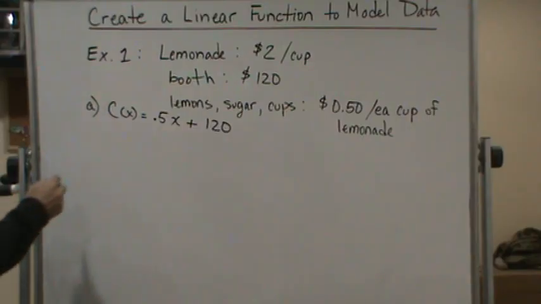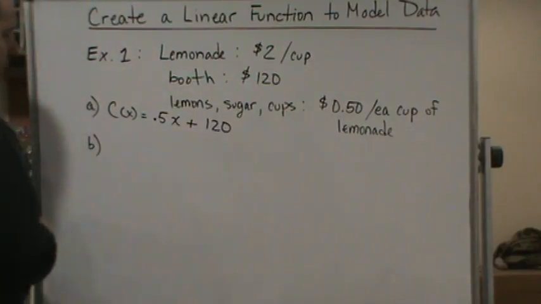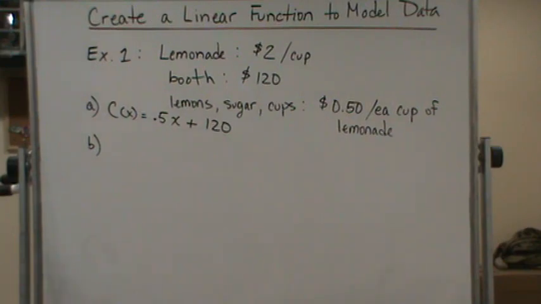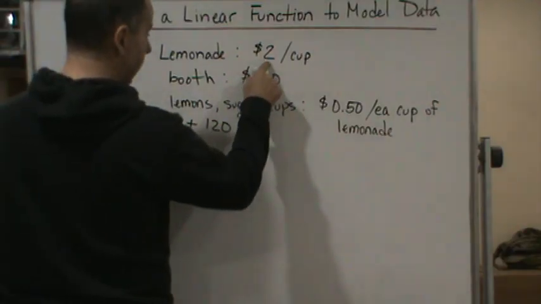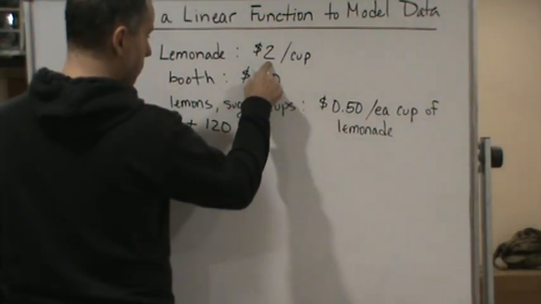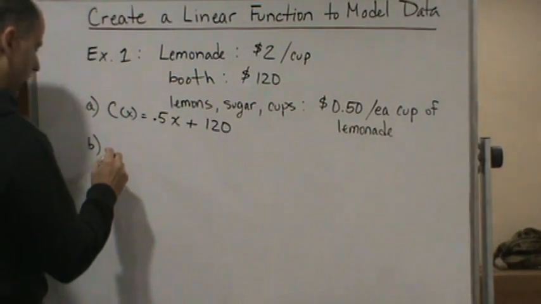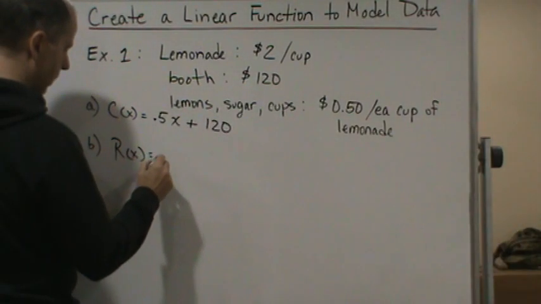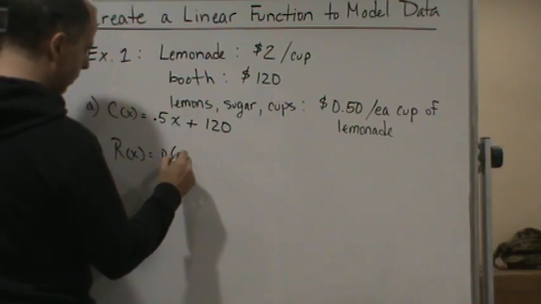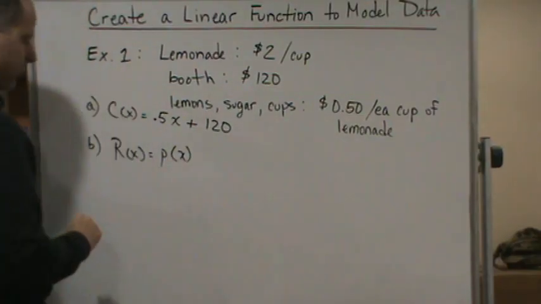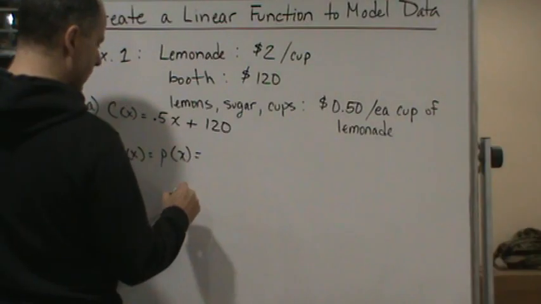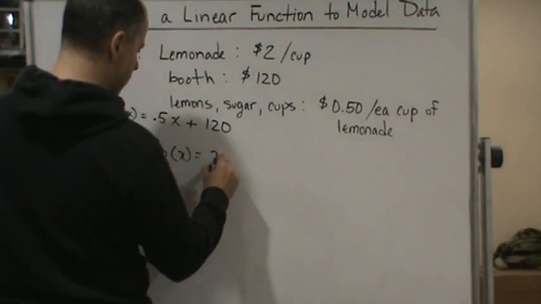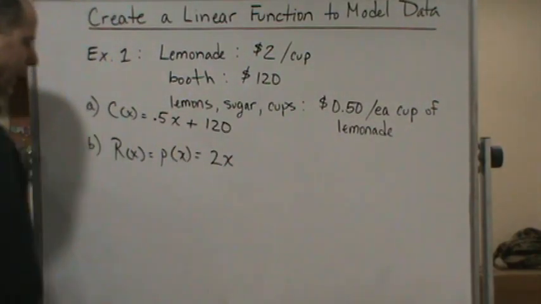Now, the next one is revenue. What about revenue? So revenue is how much money we're taking in, right? So it's how much money we're making per cup of lemonade. Now, that means here is our revenue, which is $2 per cup of lemonade. So our revenue, again, is just price times the number of cups of lemonade. So in this case here, it's just going to be 2x.